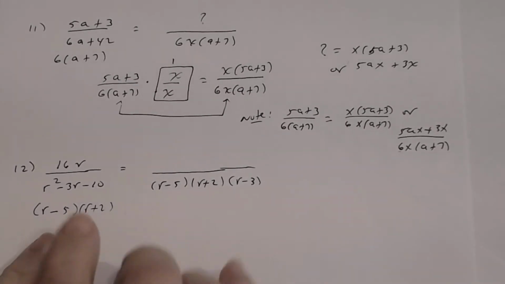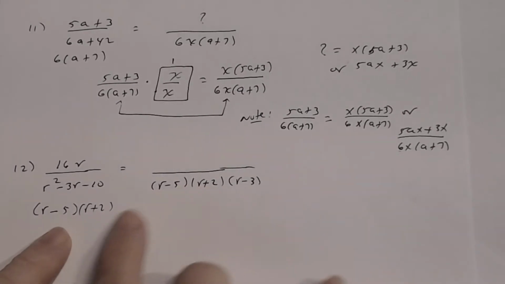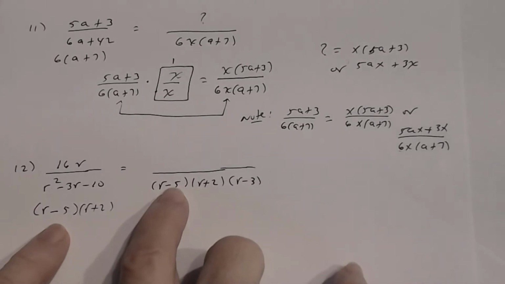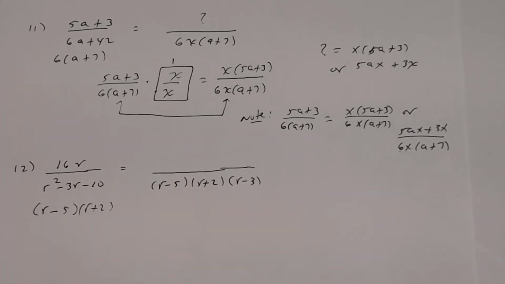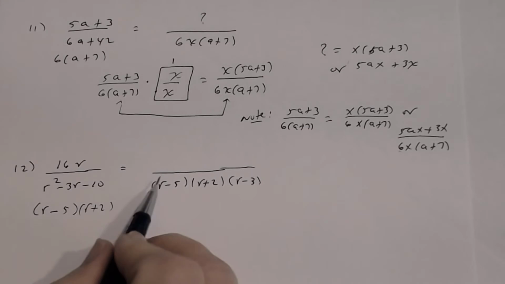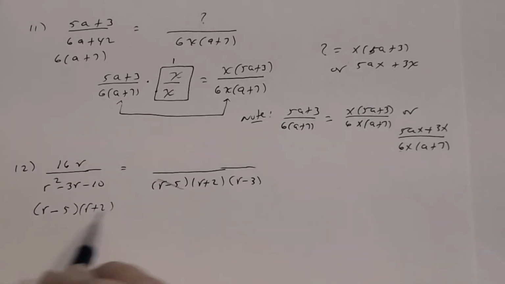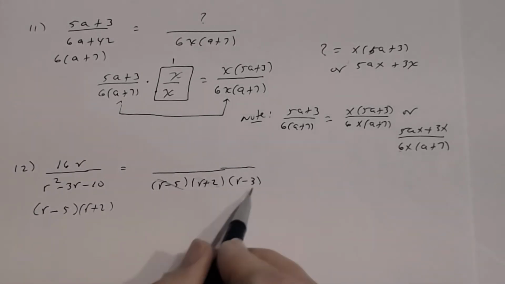All right, so this is what I have. This is what I want. So what factor do you see that's missing here? You see you have the r minus 5, right? So in your mind, you know you have this one already. You have this one, and you have this one here, right? So you're missing this one.